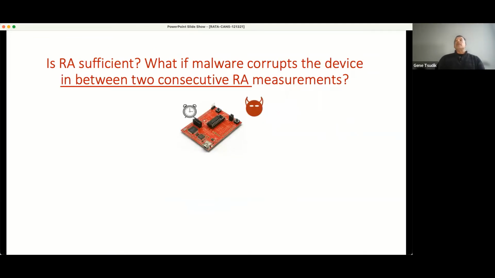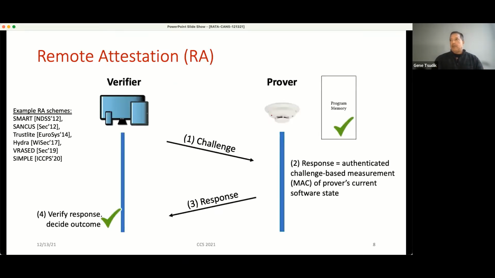The next question is, can we detect malware all the time? If the malware is there or has been there, can we detect it? And so the next question is, well, if the malware is on the device, then coming back to this picture for a second, we can definitely detect it.